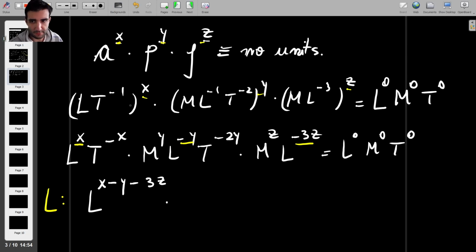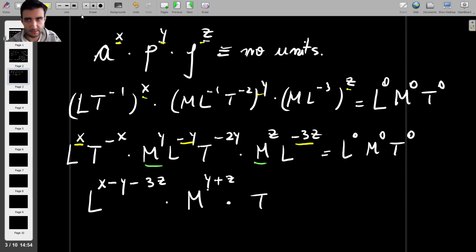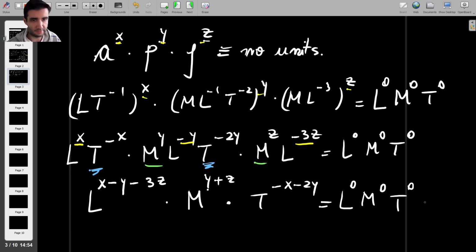And then I'll do the same thing with mass. So mass is going to be just y plus z, right? Because mass only appears here and here. And time appears here and here. So time is going to be raised to the power minus x minus 2y. And this is going to be L to the 0, M to the 0, T to the 0.